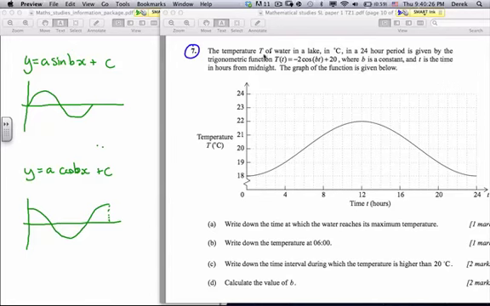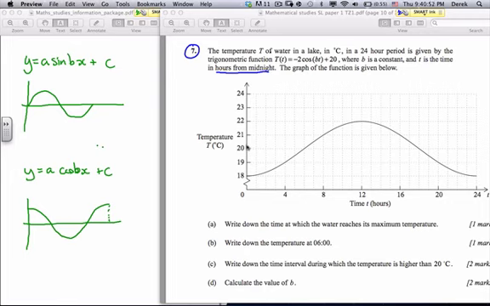Question 7. The temperature T of water in a lake in degrees centigrade in a 24-hour period is given by the trigonometric function T(t) = -2 cos(bt) + 20, where b is a constant and t is the time in hours from midnight. The graph of the function is given below.